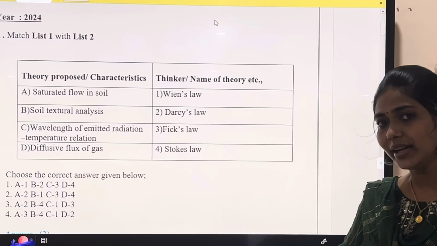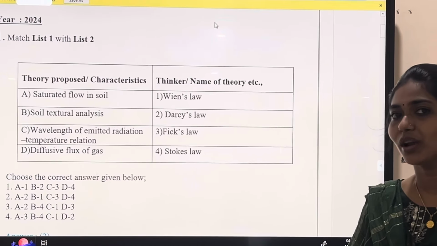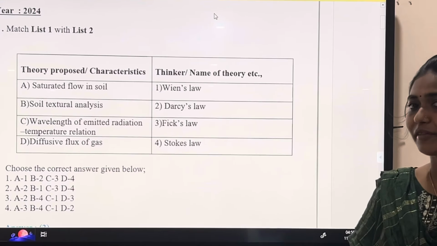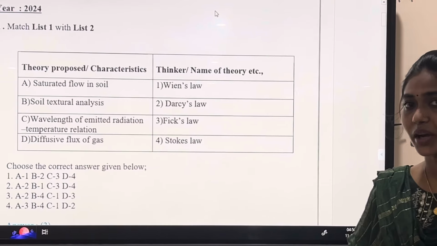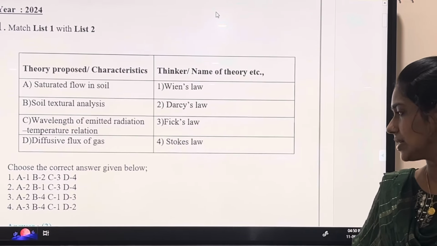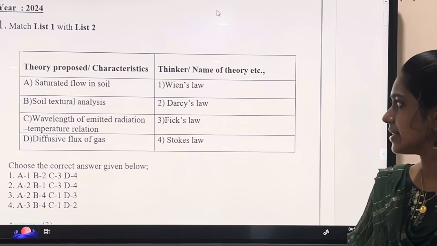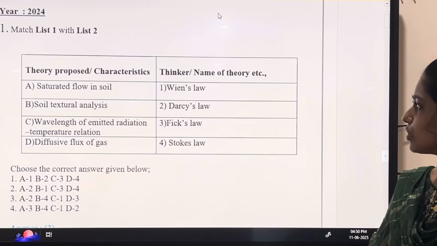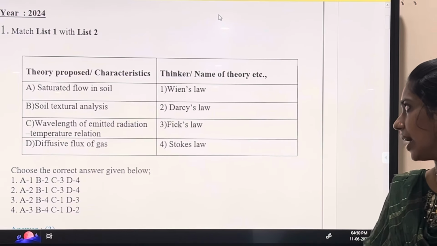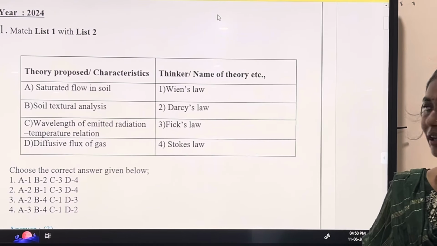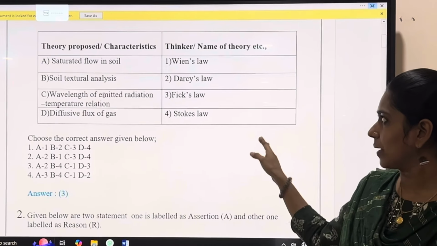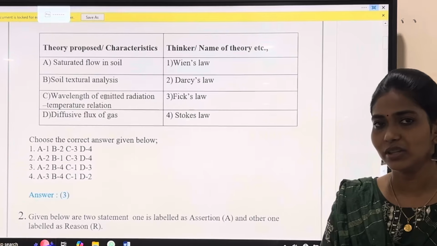And we know that soil texture means the relative proportion of sand, silt and clay. So when you go through these terms, you have to relate them with other physical parameters like soil structure also. Soil structure means just the arrangement of primary particles. And C, the wavelength of emitted radiation, is related with Wien's law, and the last, the diffusive flux of gas, is directly related to Fick's law. So when we look at the options, option 3 correctly matches all these parameters. So the correct answer is option 3.